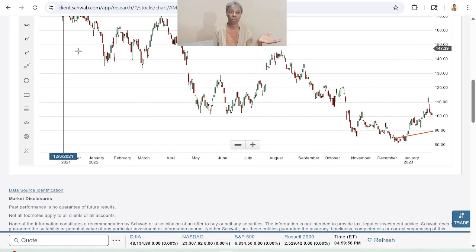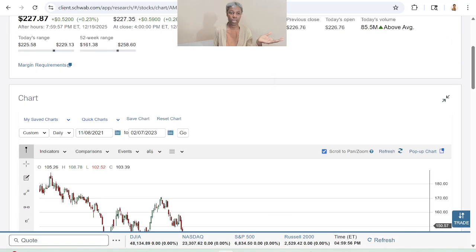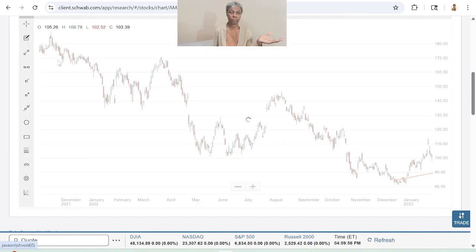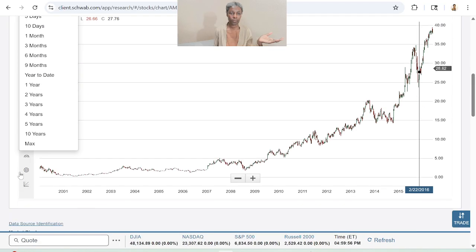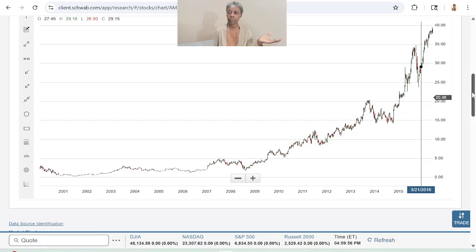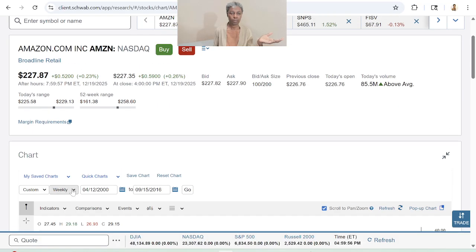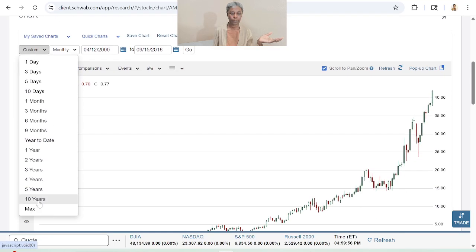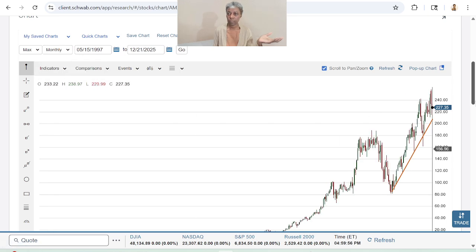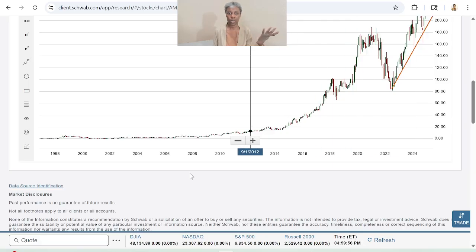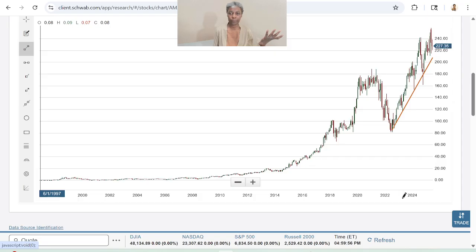we might go to maximum. Well, I don't know why I keep doing that. We might go to maximum. Seriously, okay, let's do monthly here, and then go back into monthly, and you can see that line that I traced. So from here, we will try to trace again.